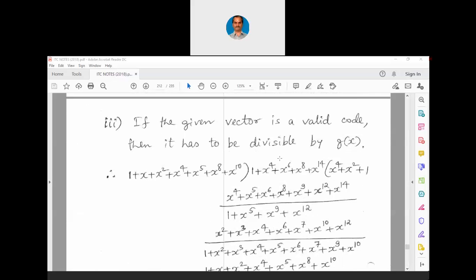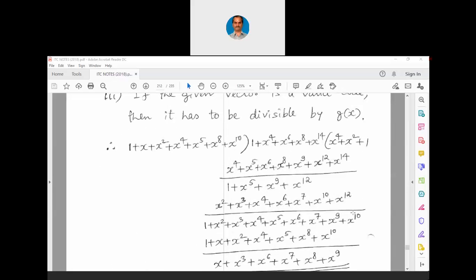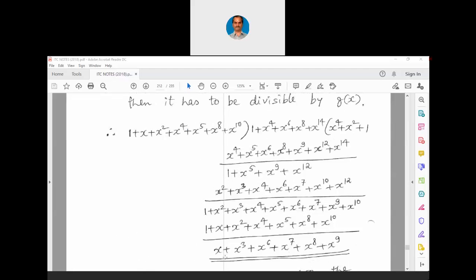If the given vector is a valid code, that is 1 plus x power 4 plus x power 6 plus x power 8 plus x power 14, it has to be divisible by g of x. Now using g of x here, when we perform the polynomial division with the code vector given here, we do not get 0 remainder. We were supposed to get 0 remainder, but we are getting a remainder here. The remainder polynomial is present here.